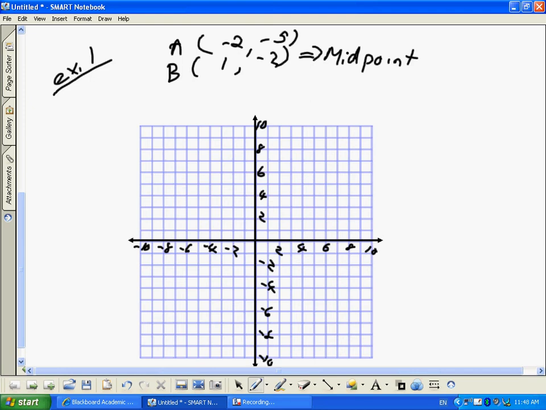I'm going to ask you for coordinate C. Okay? So you need to be able to tell me what coordinate C is. So we're looking. B's midpoint, we don't know what C is. Find the coordinate. So we can plug in our distance formula, right?